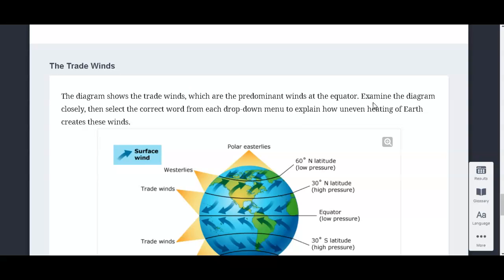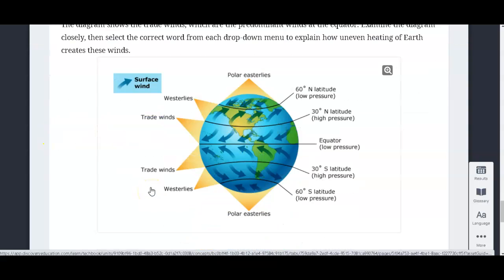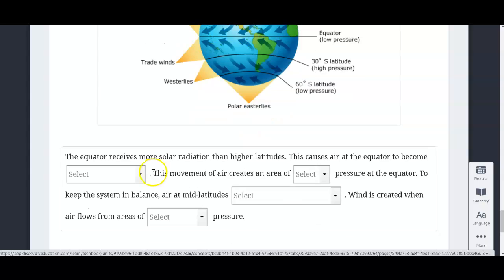It's called the trade winds. It says the diagram shows the trade winds, which are the predominant winds at the equator. So that means that's how they usually blow. Examine the diagram closely, then select the correct word from each drop-down menu to explain how uneven heating of Earth creates these winds. Okay? So look at that, and then you're basically going to read this paragraph here.